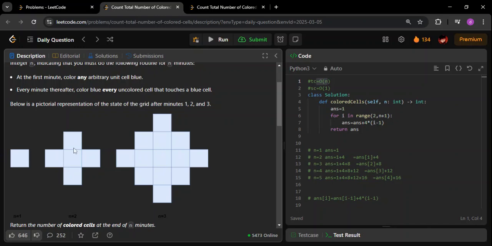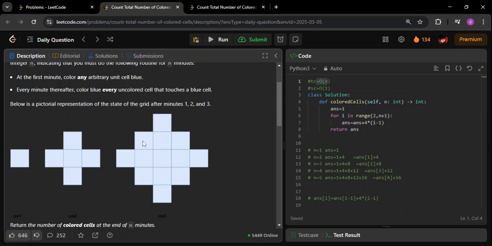So the idea here is that every minute, all the uncolored adjacent tiles that we have for our colored structure will get colored. In n equal to 1, we have a single square. For n equal to 2, for the single square there are four adjacent cells, so all the four now got colored. Similarly for n equal to 3, all the adjacent cells for the current structure will get colored now. As simple as that.